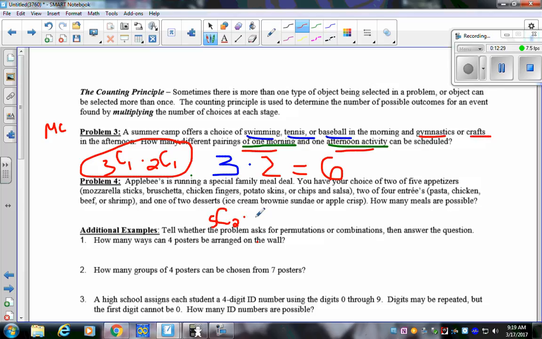Then I have 4 entrees, and I get to choose 2. Remember, it's a family meal deal. Hopefully not one person's eating all. And then I have 2 desserts. That's a multiplication symbol, and I'm choosing 1. Okay, and you can just type that all right into your calculator.